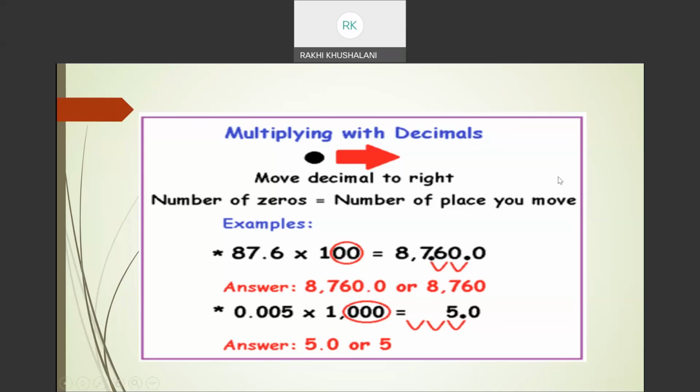If I multiply 0.005 by 1,000, 5 is at the thousandths place, and you are multiplying it by 1,000. So you are going to raise its value. That means you're going to move more towards the whole number. So you're going to move three decimal places, and it's going to become 5, a whole number.